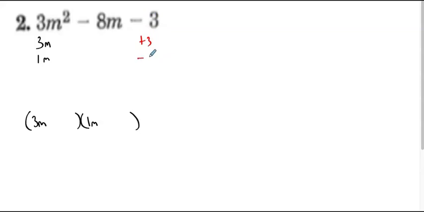Positive 3 and negative 1 are also factors of negative 3. So you have two choices. The factors of negative 3 are negative 3 and positive 1, or positive 3 and negative 1. You're going to play with these factors first. I'm going to list them here, and it doesn't matter which ones you choose. I'm just going to go with this first one: negative 3 and positive 1.